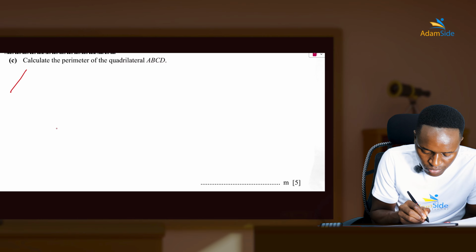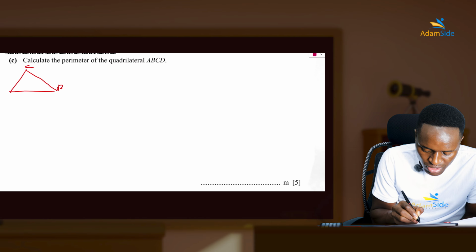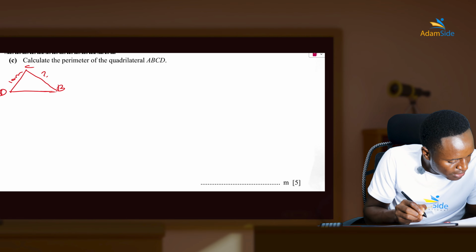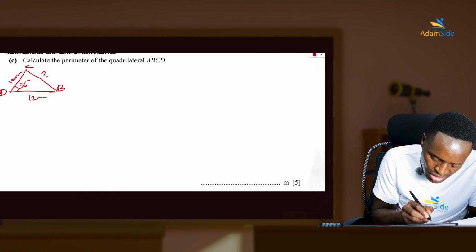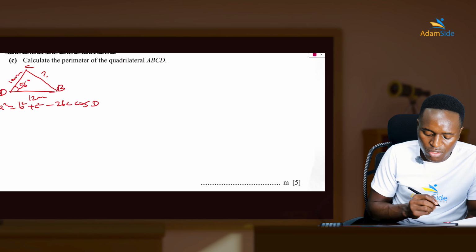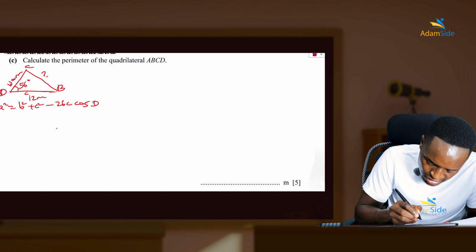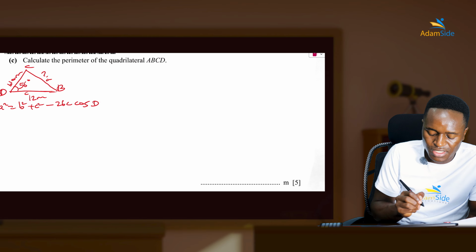So we have this triangle. We have C, B, and then D. We are not given this distance, but we have this as 10 meters and this one as 12 meters, and this is the angle 56. So we can use the cosine rule, whereby a squared is equal to b squared plus c squared minus 2bc cos A. We can call this one b, this c, and we're looking for a, which is BC.